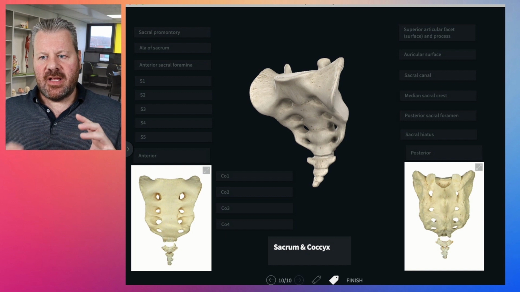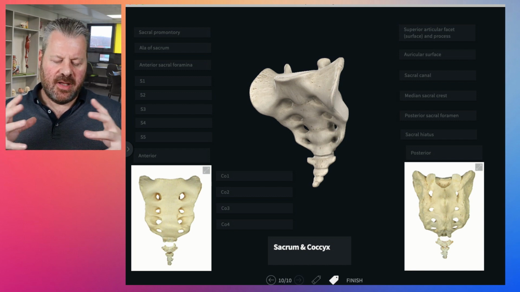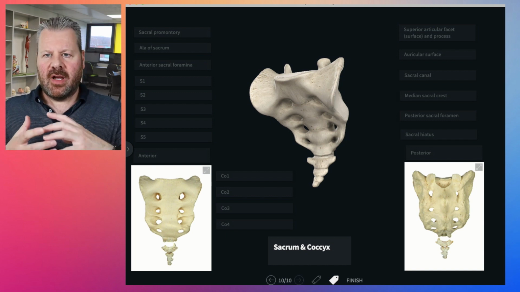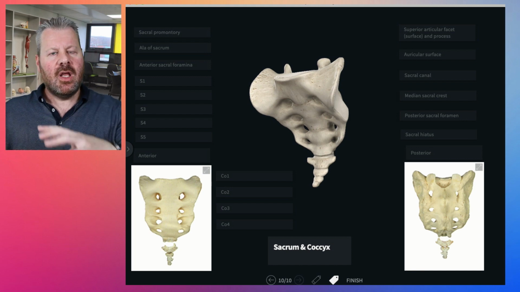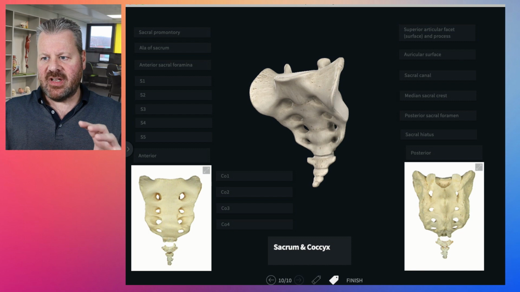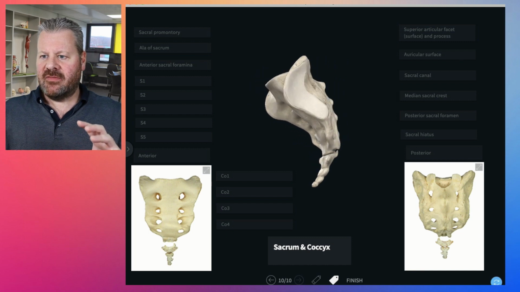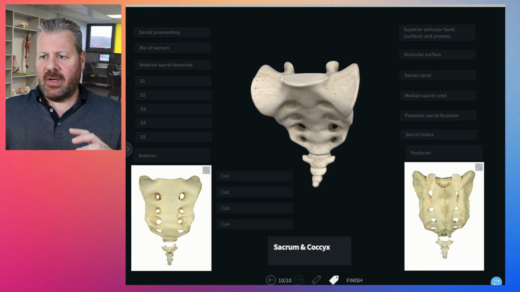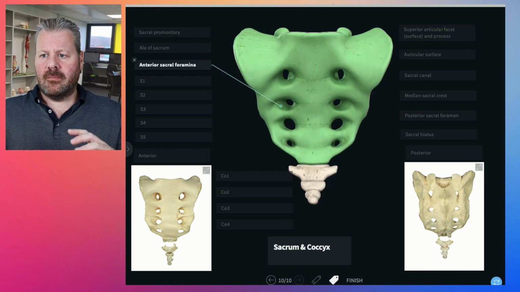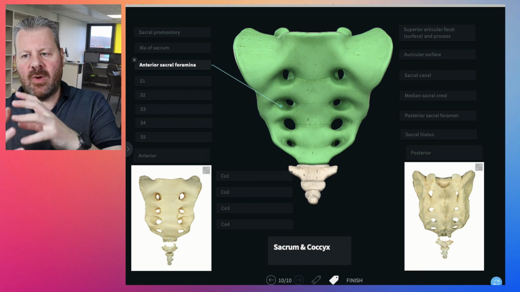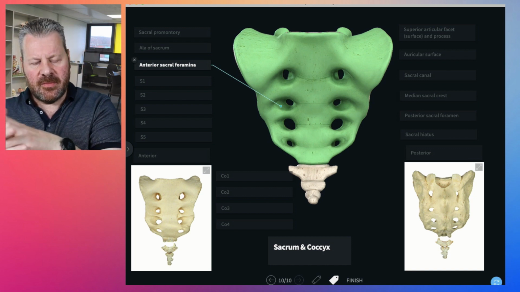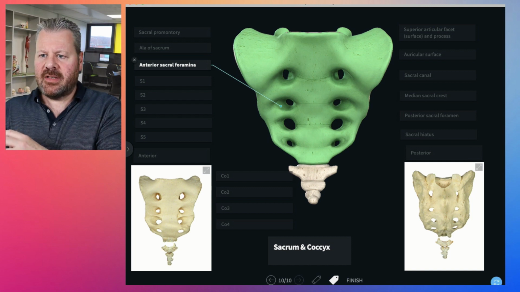Finally, a quick look at the sacrum and the coccyx. Now these have been fused together through our evolution. The sacrum we've looked at before when we looked at the pelvis and the hip in a little bit of detail, but you can see there that there is a very large articular surface, the sacroiliac joint. The anterior sacral foramina is where you'll see the sacral nerves arise and form the sacral plexus.